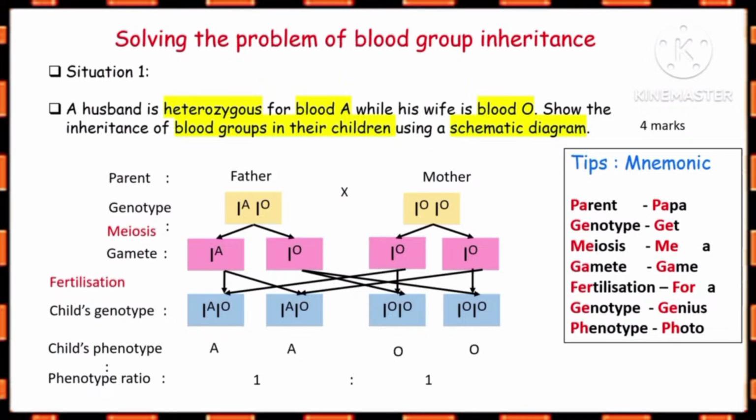So I take the first two letters for each word. So this is how I create the mnemonic: Papa, get me a game for a genius photo. So Pa is the parent, G is the genotype, me refers to the meiosis, Ga is the gamete, F is the fertilization, G is the genotype again, and lastly Ph refers to the phenotype. Alright, if you think this one is useful, you can use it.